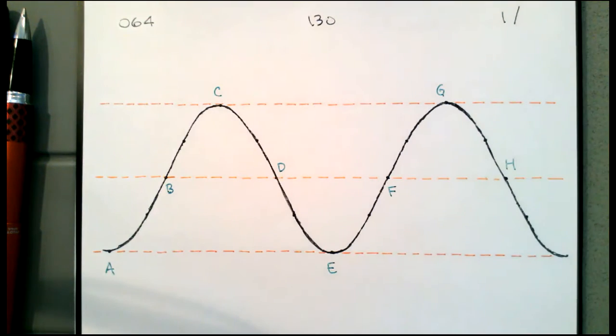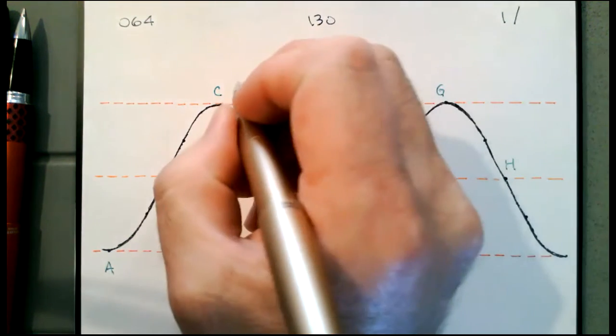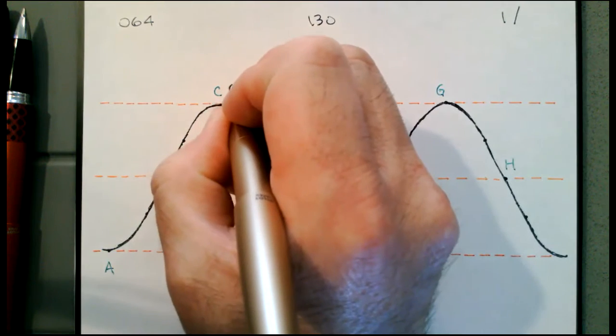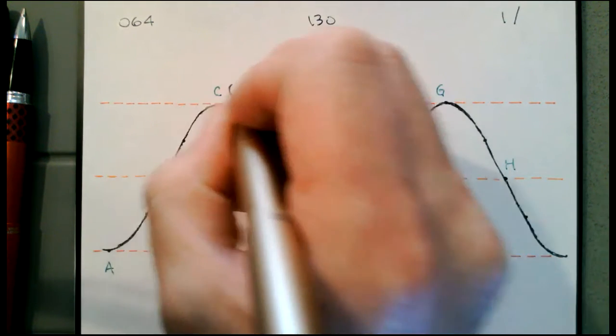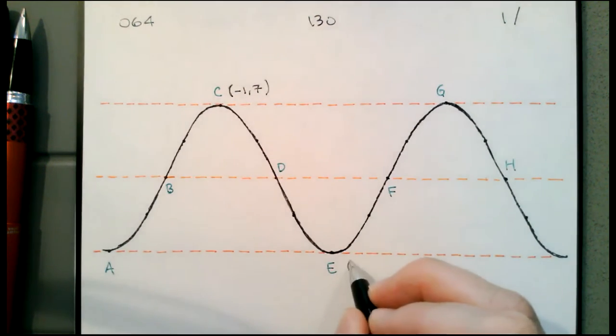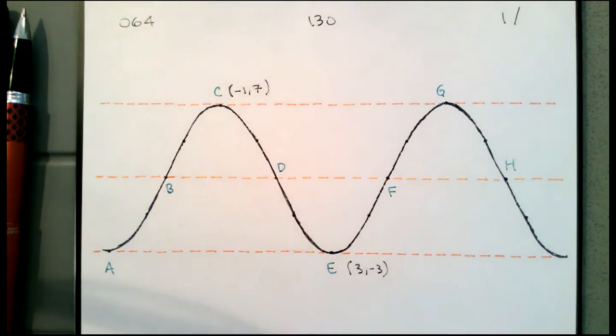So let's suppose that this point up here at C is at -1, 7. And let's see, the point E will be at 3, -3. All right. So we want to determine the four things. We want to determine the middle, the amplitude, the period, and any horizontal shift.